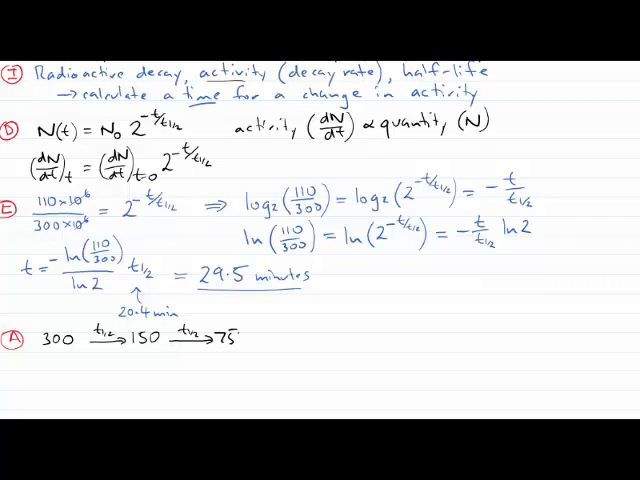Of course, the activity we wanted was 110 by 10 to the 6 becquerels. So it's going to be something more than a half-life, something less than 2 half-lives. Our half-life was 20.4 minutes, so something more than 20 minutes, something less than 40 minutes. And indeed our answer seems to fall into that range. So we've got some confidence that we might have calculated the correct answer.